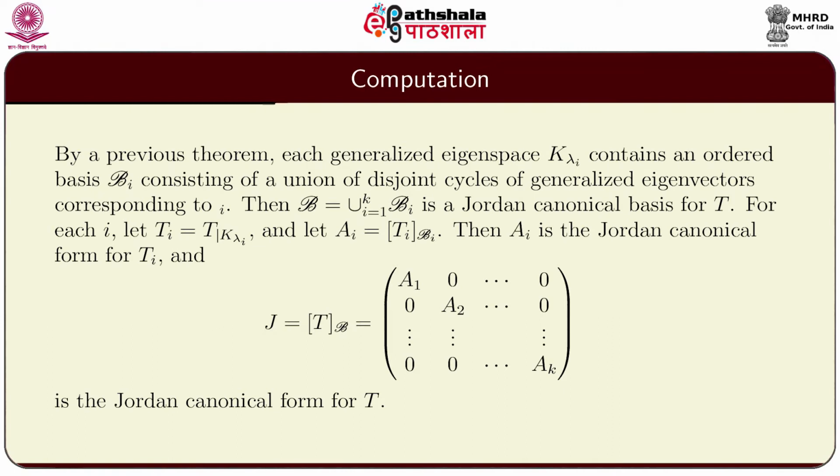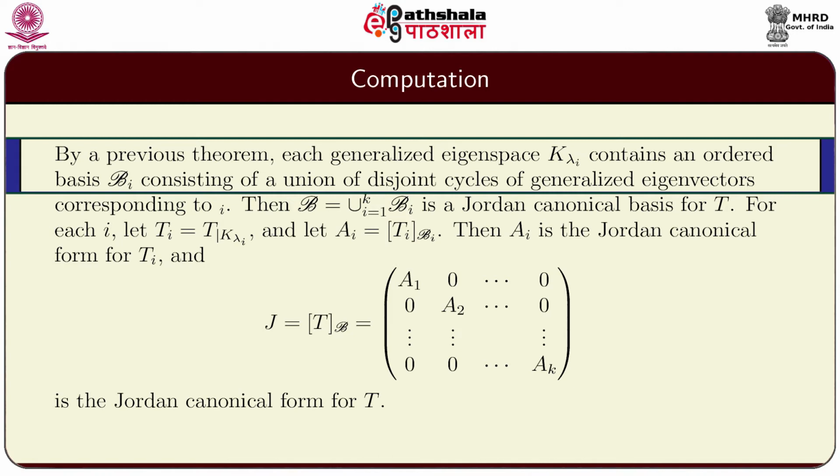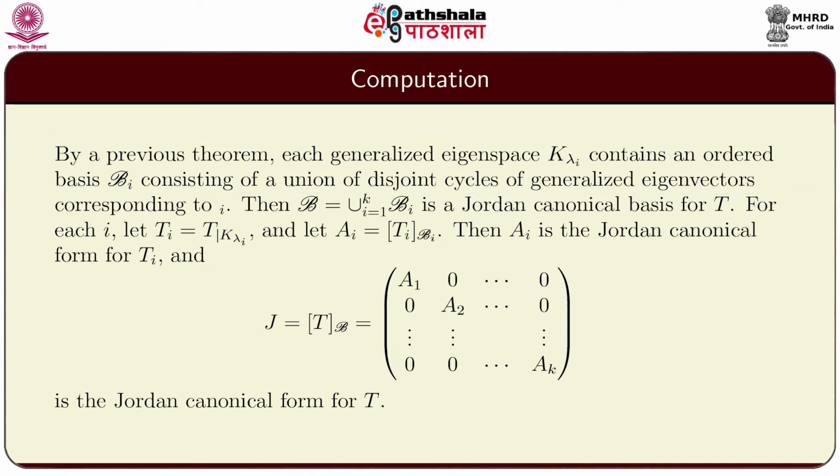Let us see. By a previous theorem, each generalized eigenspace K_λi contains an ordered basis Bi consisting of a union of disjoint cycles of generalized eigenvectors corresponding to the eigenvalue λi. Then B, which is the union of these Bi's, is a Jordan canonical basis for T. Now, for each i, if Ti denotes the restriction of the operator T on K_λi, and if Ai denotes the matrix representation of Ti with respect to Bi, then Ai is the Jordan canonical form for the operator Ti, and when we put these Ai's into block form, then J, which is the matrix representation of T with respect to B, is the Jordan canonical form for T.